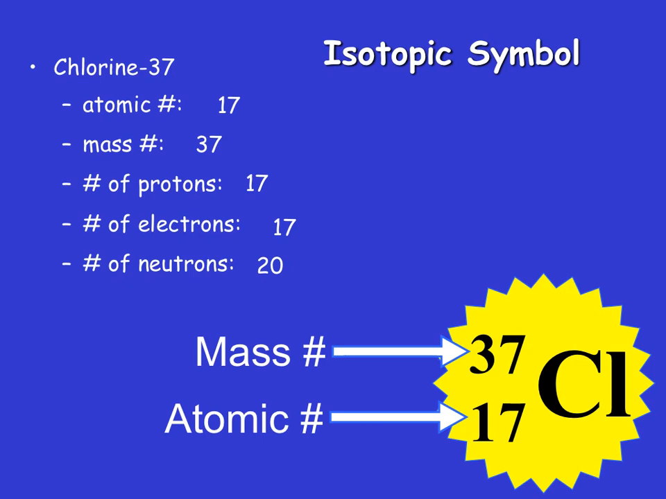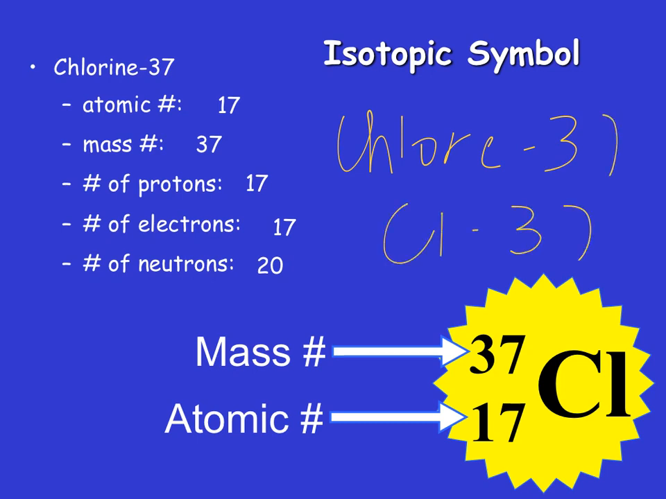So the final thing that I want to talk about tonight are isotopic symbols. So you'll often see things written out as, for example, chlorine-37, or even as Cl-37, but you can also see it written as it is down here, where we have our mass number written up on the top and our atomic number written on the bottom. This symbol is really helpful because you can figure out the number of protons, neutrons, and electrons from this information.